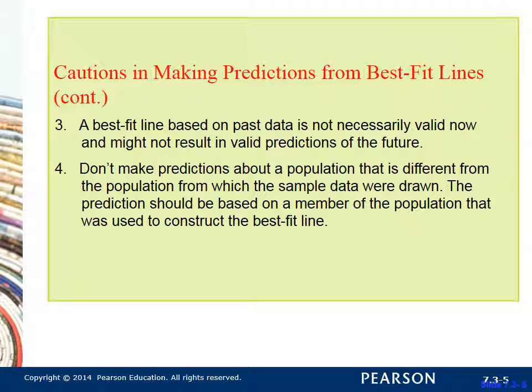Fourth, don't make predictions about a population that's different from the one from which the sample data was drawn. The prediction should be based on a member of the population that was used to construct the best fit line. And we'll see an example on that in a minute, like taking something that happened in Asia and trying to use it to predict behavior in the United States. Totally different culture and population, so the results might not transfer over to a different culture.